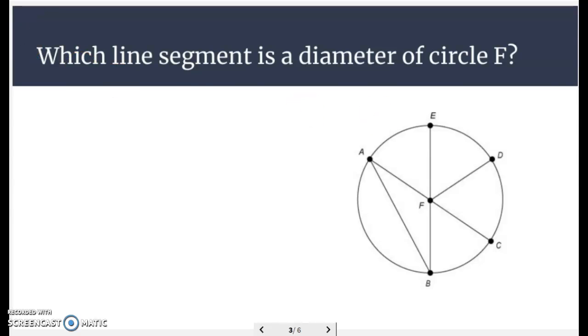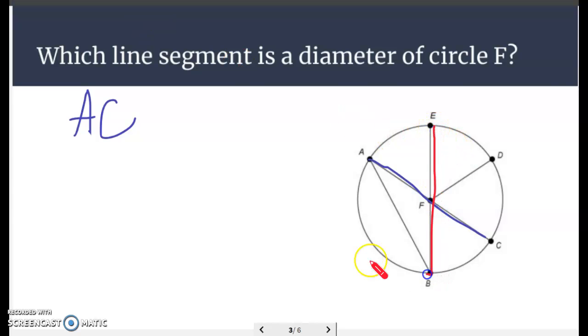Diameter, now remember the diameter goes through the center from one edge to the other. We do have one diameter here called AC. AC is a diameter. Another diameter, BE. We have two diameters here on this one.